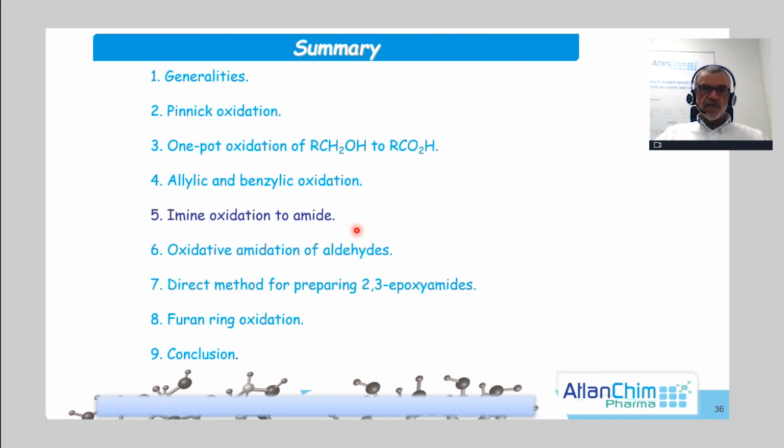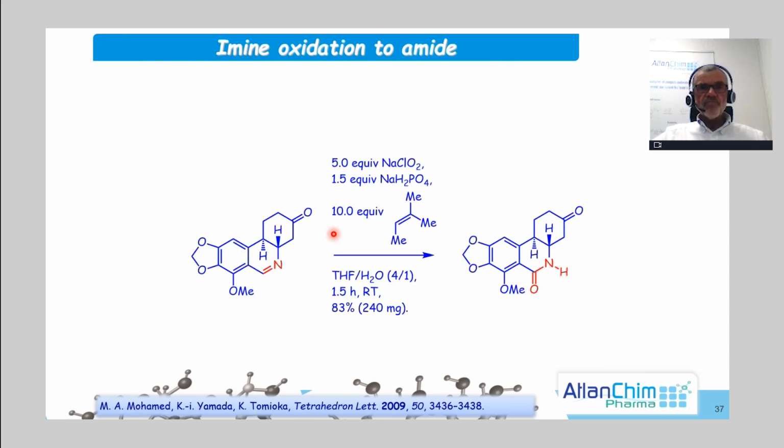We now turn our attention to the oxidation of amine to amide under pinnick oxidation conditions. In the course of their research into alkaloid synthesis, Tomioka and his group have discovered that oxidation under pinnick conditions is applicable to amines to provide the corresponding amides in good to high yields. They demonstrated the generality and the functional group tolerance of this oxidation protocol on various substrates.